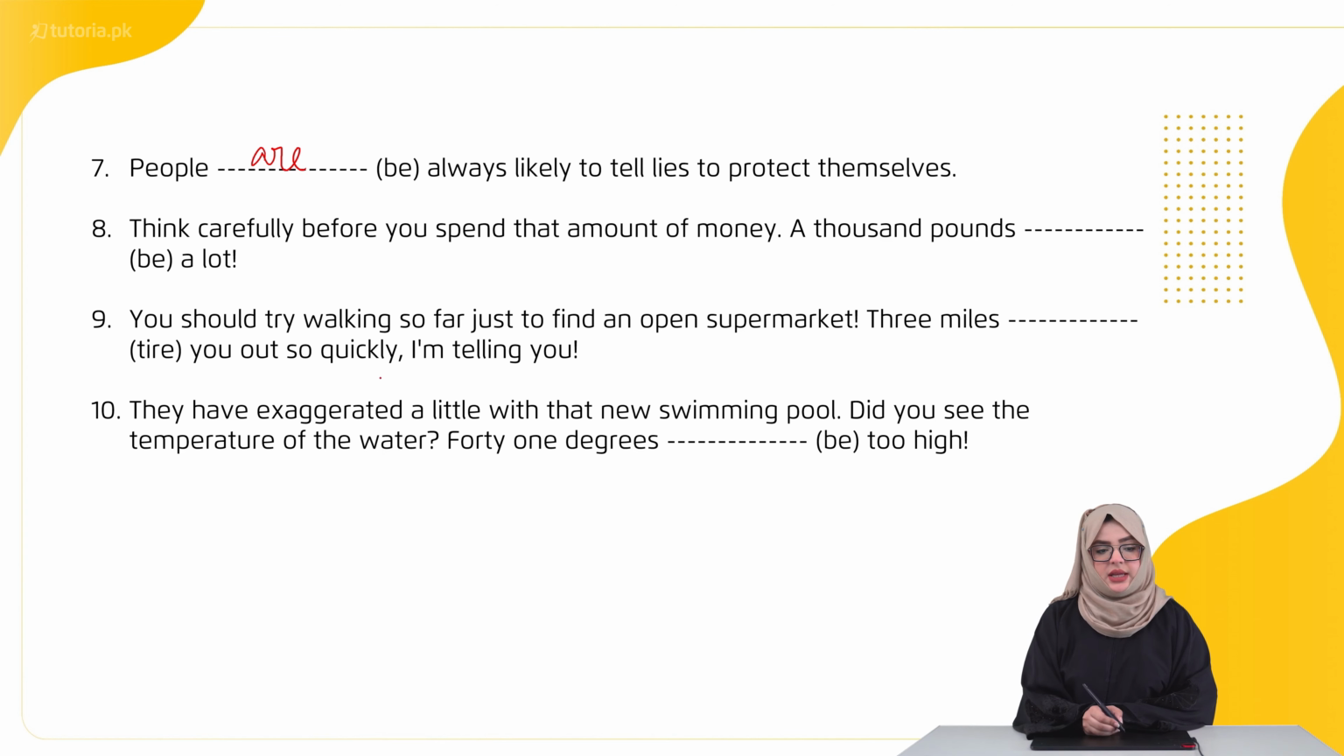Eighth is, think carefully before you spend that amount of money. £1,000 dash a lot. £1,000 is a lot. जब हम इसको collective noun के तौर पे लेंगे, क्योंकि इसके साथ आया है, तो हम इसके साथ is लगाएंगे. Ninth is, you should try walking so far just to find an open supermarket. 3 miles dash, and we have tire you out so quickly. I'm telling you, 3 miles tires you. Again, we'll take it as a collective noun.